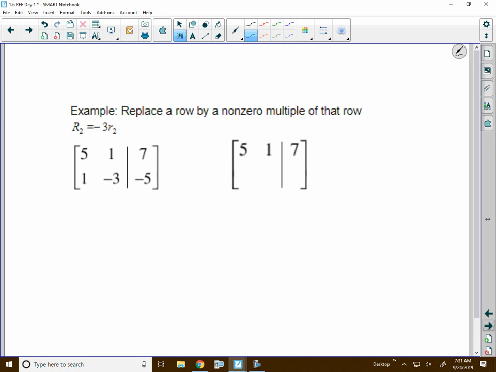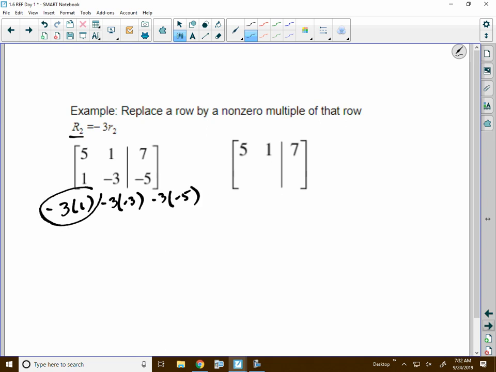All right, the second one, it says replace a row by a non-zero multiple of that row. So now we're saying row 2. What it says on the left-hand side is R2, row 2. That means that is the row that's getting replaced. So we're actually going to take that second row and multiply it by -3. The top row is already written in there for you. It stays the same. That second row, we're going to take each part and multiply by -3, and we put those answers here.